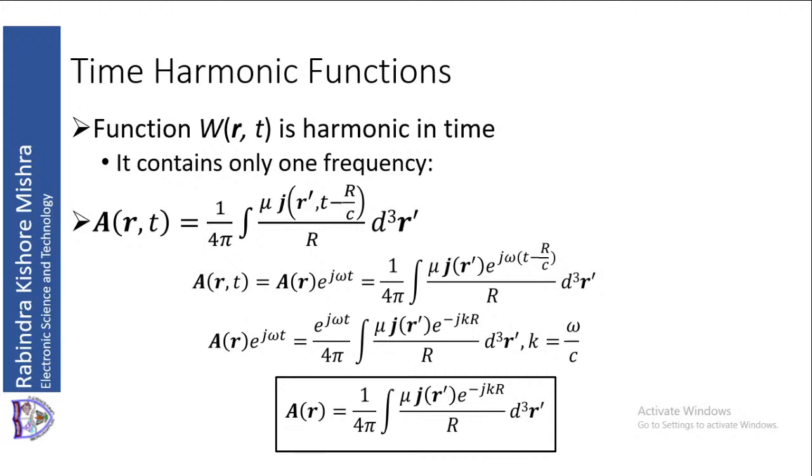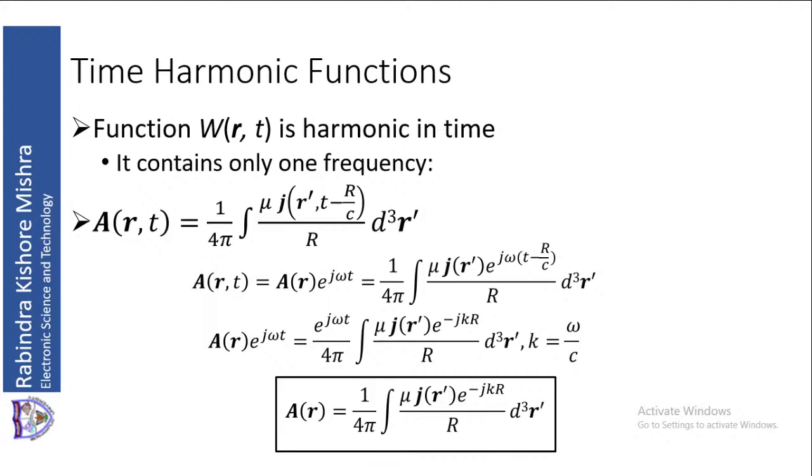So if we do that, within the integration we have exponential j omega t, and the integration is over volume. Exponential j omega t does not vary with space. It is constant with respect to space. It is a function of time. So that we can take outside the integration.